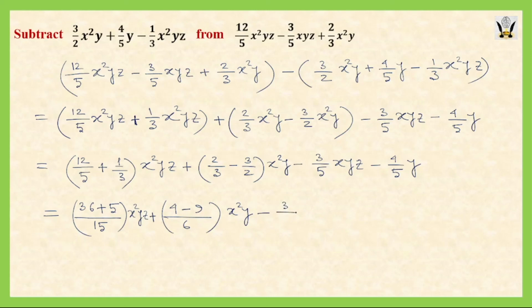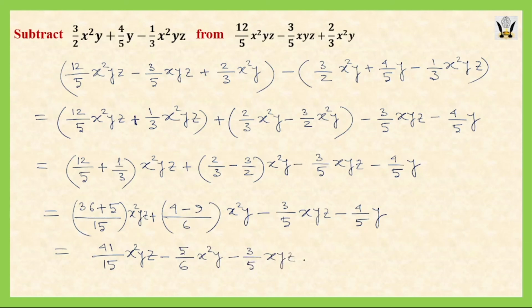Then we have minus 3 by 5 xyz minus 4 by 5 y, and after further simplification it will be 41 divided by 15 x square yz, minus 5 by 6 x square y, minus 3 by 5 xyz, minus 4 by 5 y. So this will be the final or simplified answer of this subtraction of algebraic expressions.